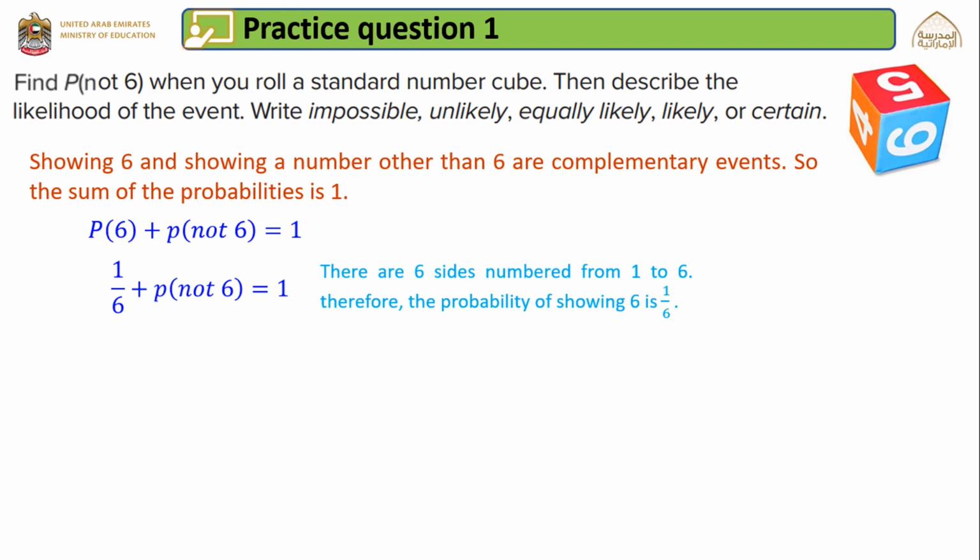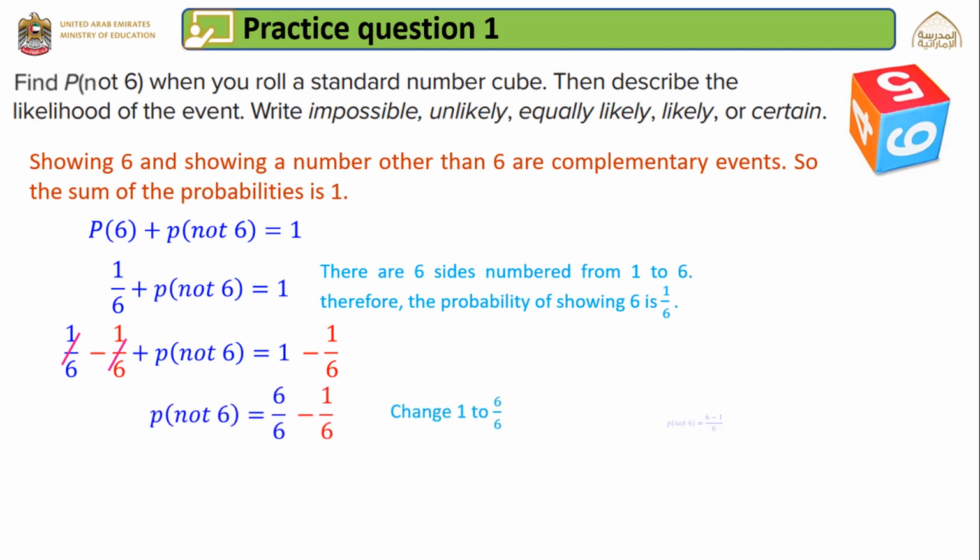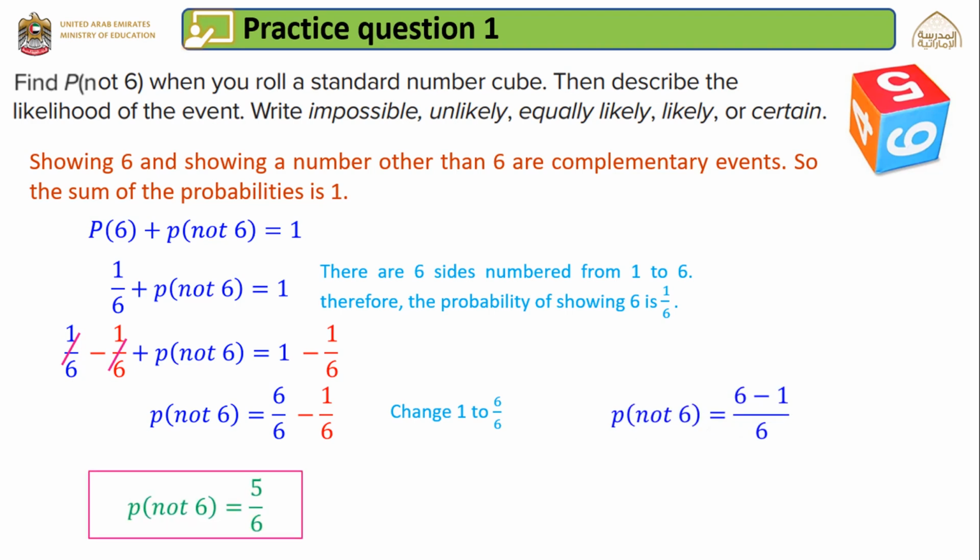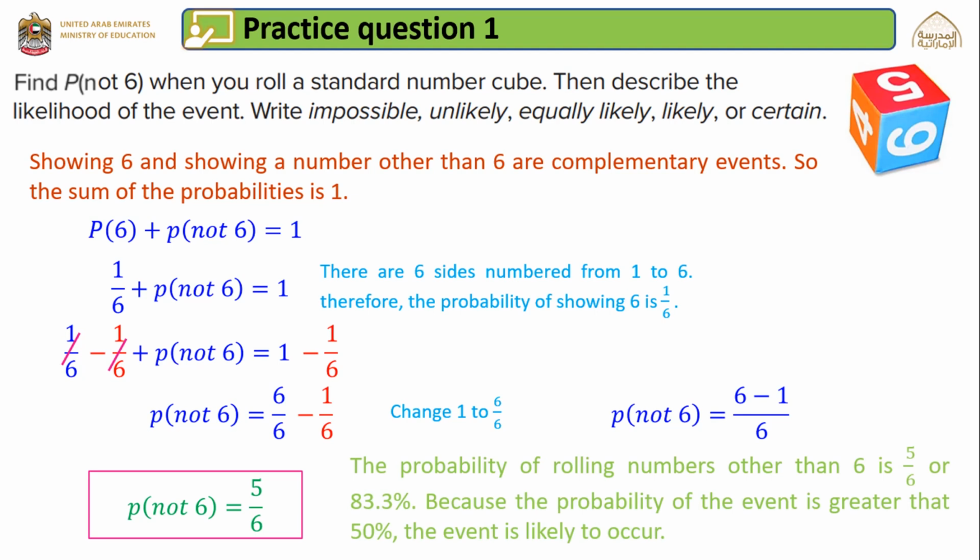There are 6 sides numbered from 1 to 6. Therefore, the probability of showing 6 is 1/6. Subtracting 1/6 from both sides gives me the probability of not 6, which is 5/6. The probability of rolling a number other than 6 is 5/6 or 83.3%. Because the probability of the event is greater than 50%, this event is likely to occur.